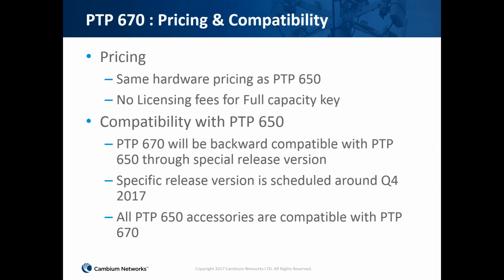Ideally, you can put one end of the radio as a 650, and the other end as a 670 which has the 650 software, and they should still be able to talk to each other, no problem at all. The special release is scheduled for Q4, but we're trying to pull it in a little earlier based on the demand that we have. We are trying to get it at the start of Q4, but push it a little earlier to be available in September, and we'll keep you updated on that.